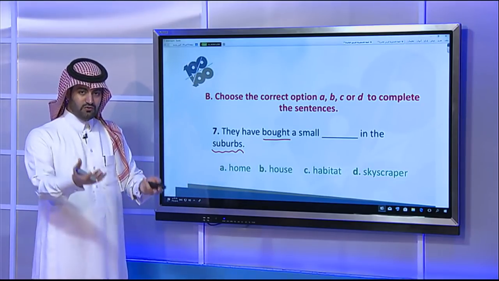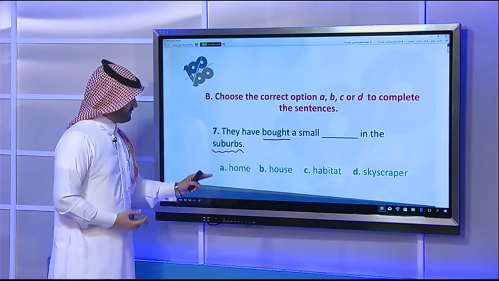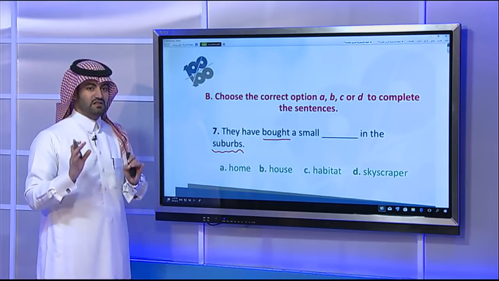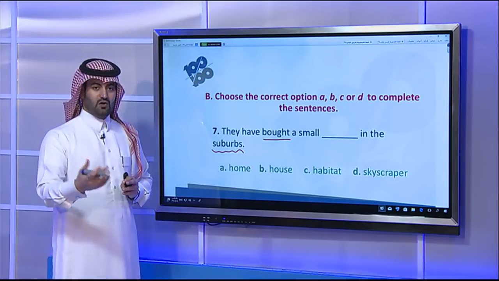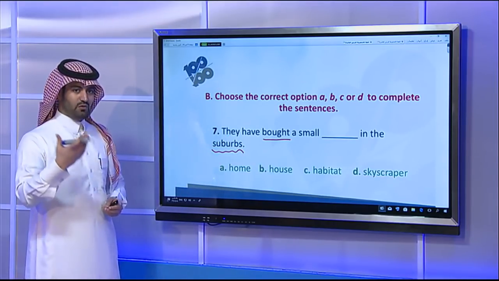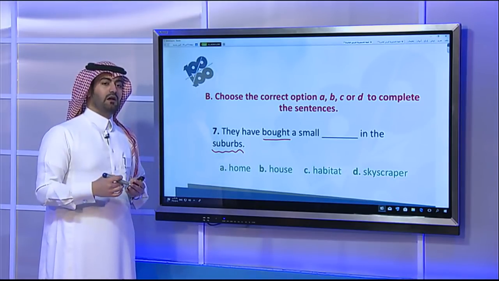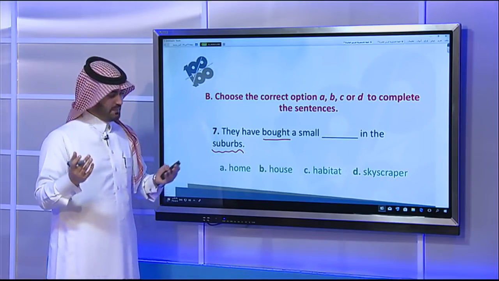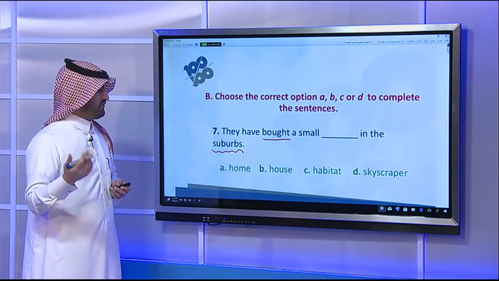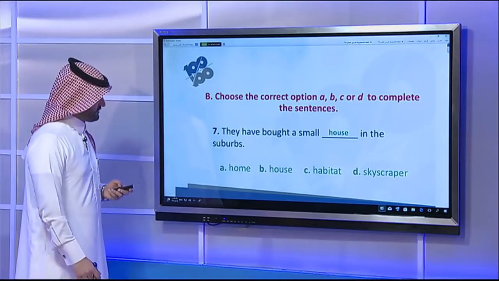House, as we know, is the building where you stay, where you live. Habitat is completely different. I might be confused between A and B, but C is clearly the wrong answer, because habitat means the home of an animal or a planet. Here we are talking about people, so there is no relation. A skyscraper is a tall building like towers. So you cannot say I have bought a small skyscraper in the suburbs. The answer should be house. I cannot say I am buying home; I say I am buying a house. Habitat is for animals, skyscraper is a tall building. So the answer is B.